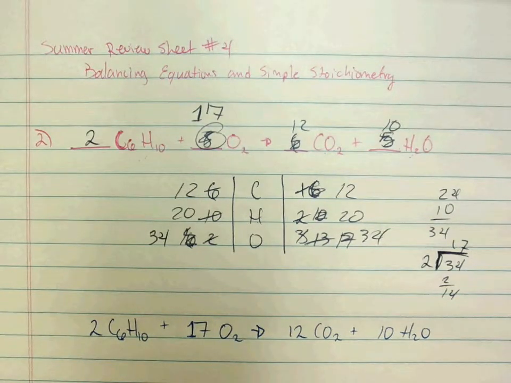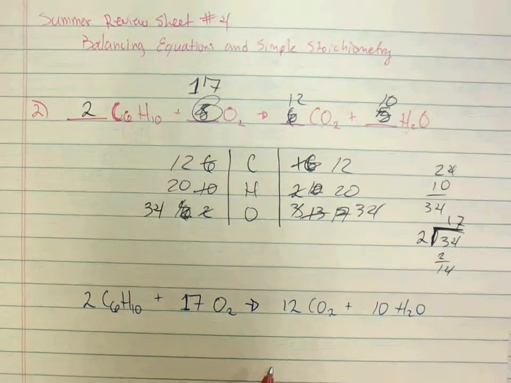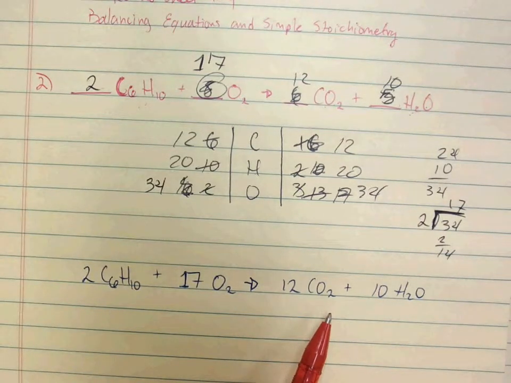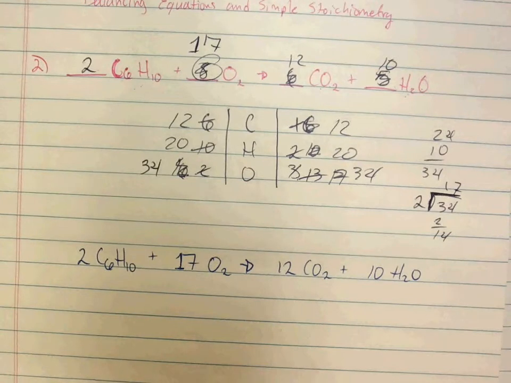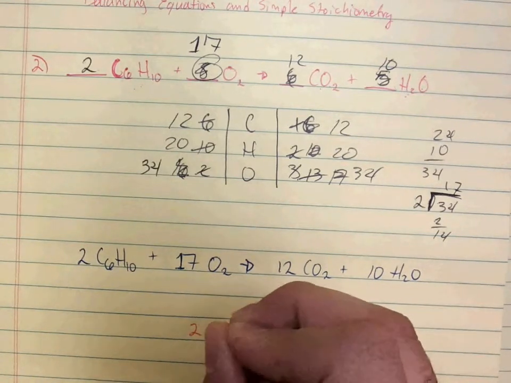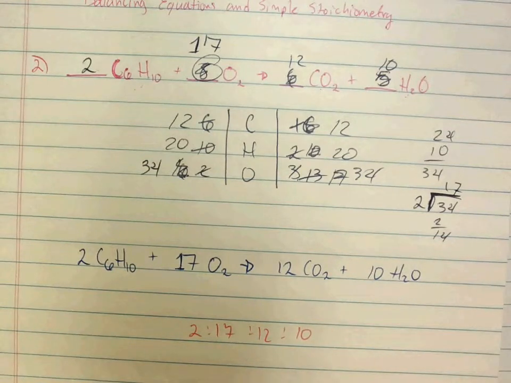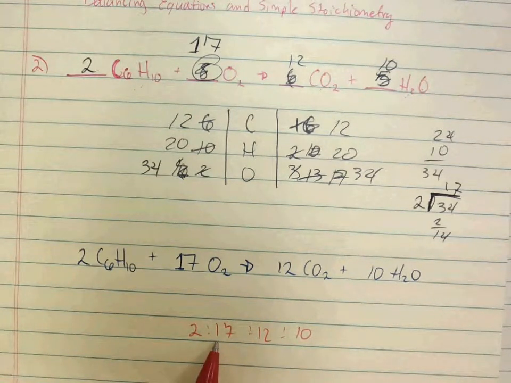Alright, these numbers to me look really scary. They're large. So let me find out that this is the smallest I can do. Let me do my ratio. I have a 2 to 17 to 12 to 10 ratio. Can I divide this by anything? Is 17 a prime number? It is. 17 is 1 divided by 17. That's as small as it can go.